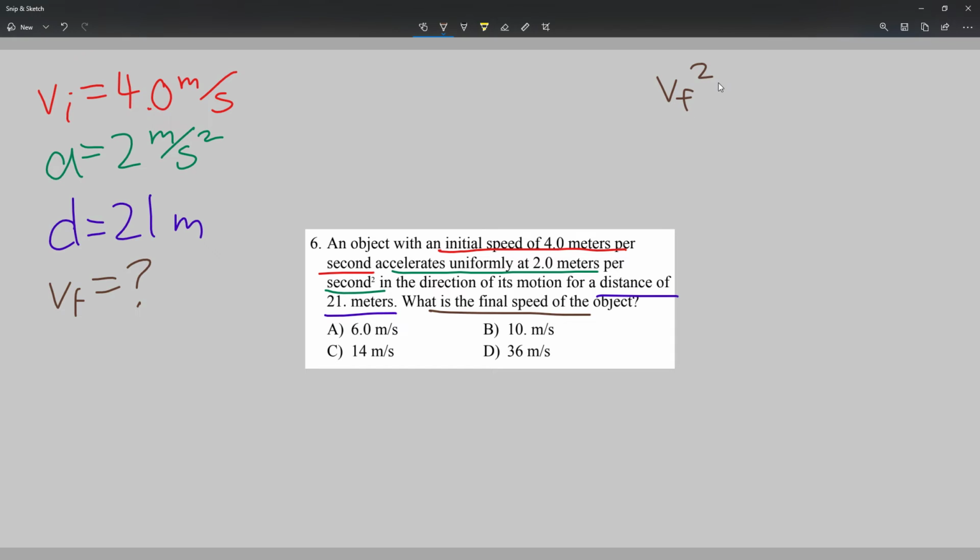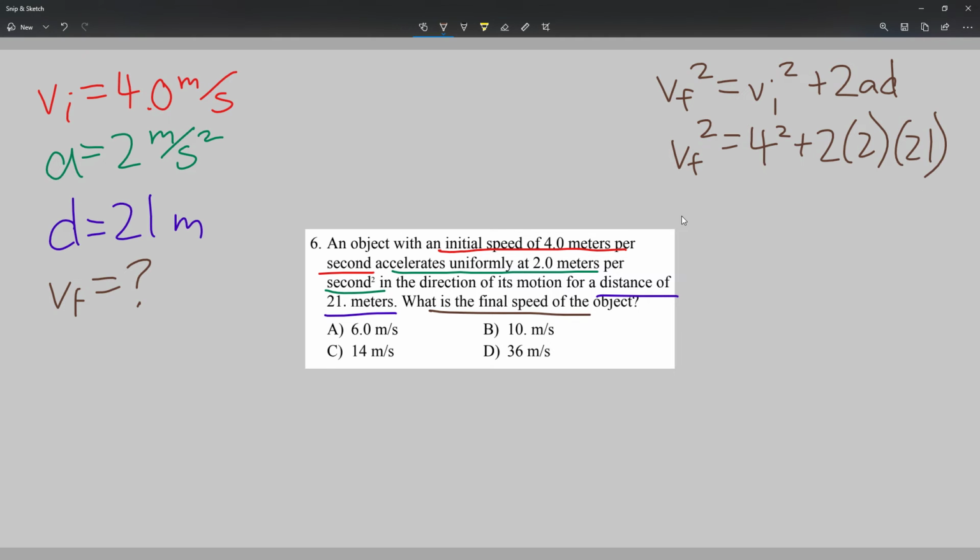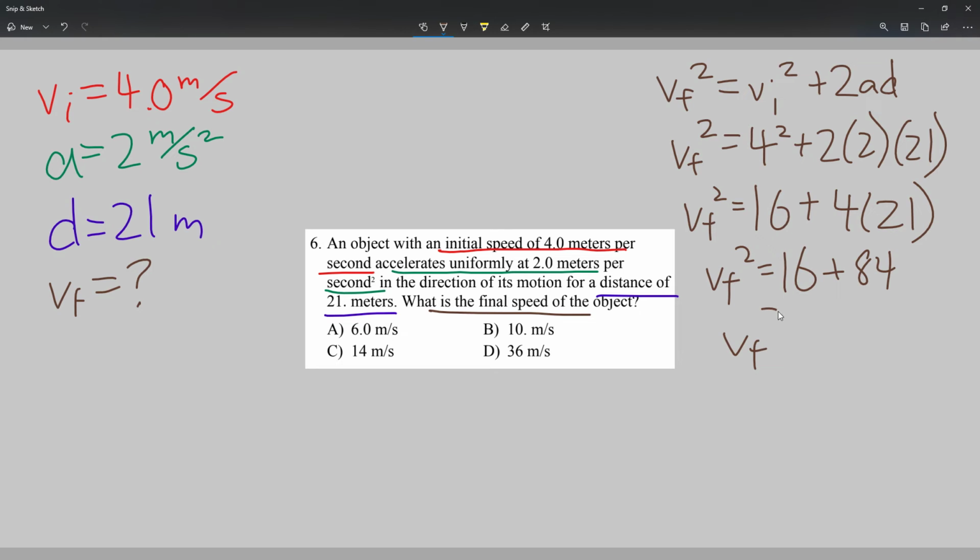All right. We're going to use this formula. So we're just going to plug things in. 4 squared plus 2 times 2 times D, 21. VF squared is equal to 4 squared, which is 16, plus 2 times 2 gives you 4, times 21. 4 times 21 gives you 84. 16 plus 84 gives you 100. Then we take the square root, and that's 10.